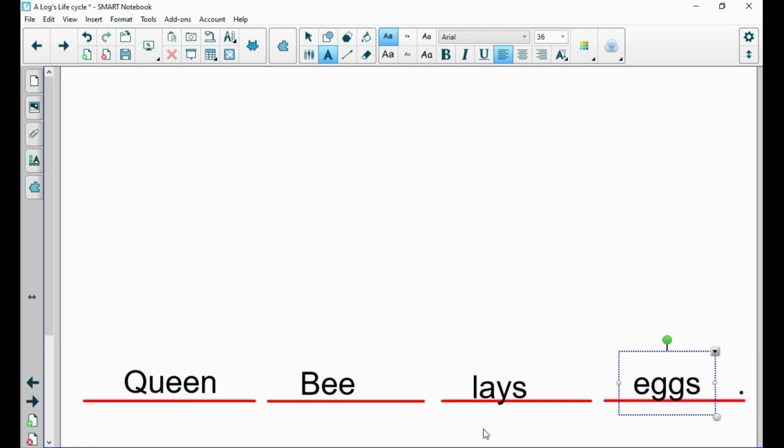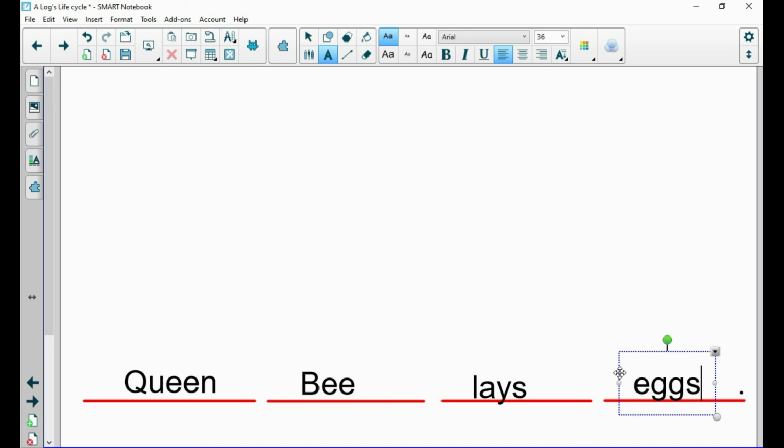I went word by word, and then I heard the sounds, and I put them on each line. Queen bee lays eggs. Read it with me. Queen bee lays eggs. Let's read it one more time. Queen bee lays eggs. Now I want you to say the sentence at home by yourself. Say it out loud right now. Did you say queen bee lays eggs?